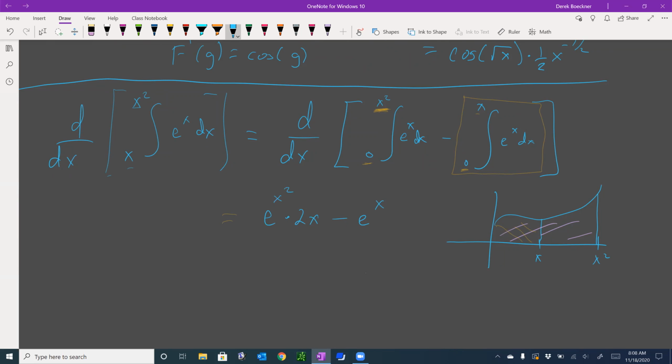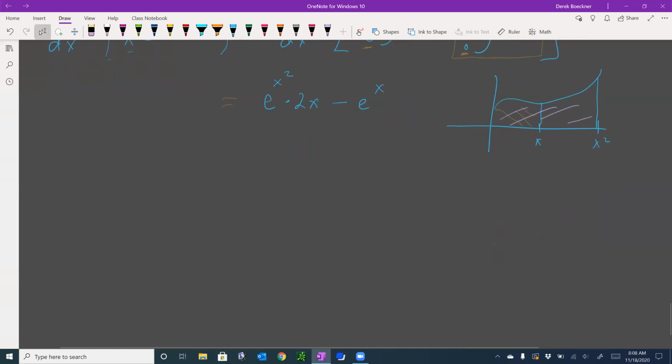See if I can find another one. Here's another book one. Why don't you guys take like 2 minutes and see if you can do this one.